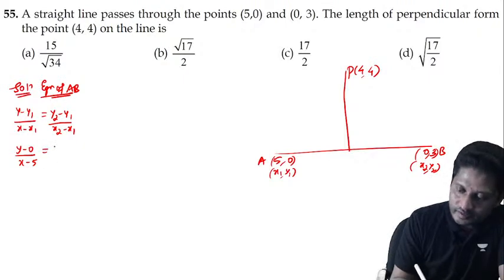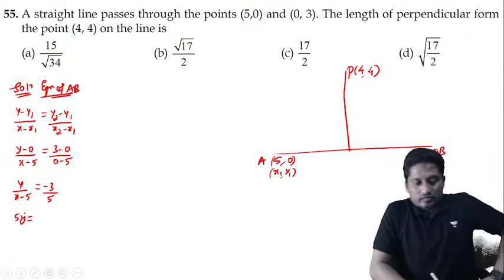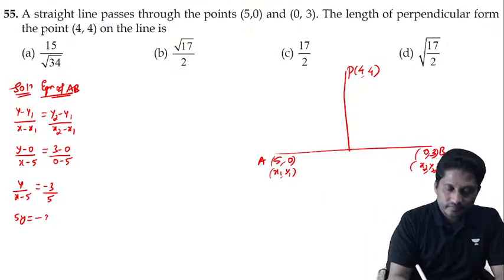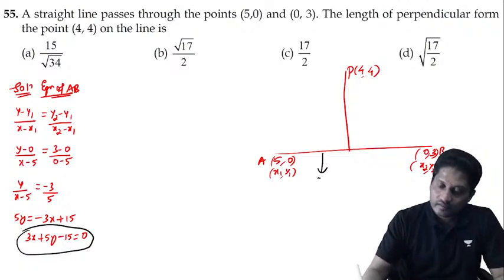Right, (y minus 0) divided by (x minus 5). y2 minus y1 is 3 minus 0. x2 minus x1 is 0 minus 5. So y divided by (x minus 5) is minus 3 by 5. If I cross multiply, you get 5y is equal to minus 3x plus 15. So you get 3x plus 5y minus 15 is equal to 0. This is the equation of the line. This line is 3x plus 5y minus 15 is equal to 0.